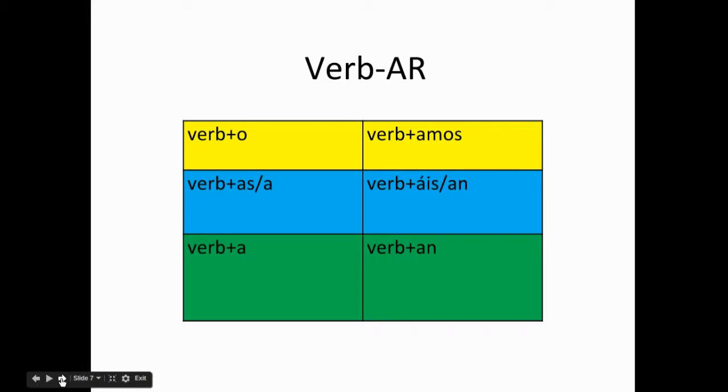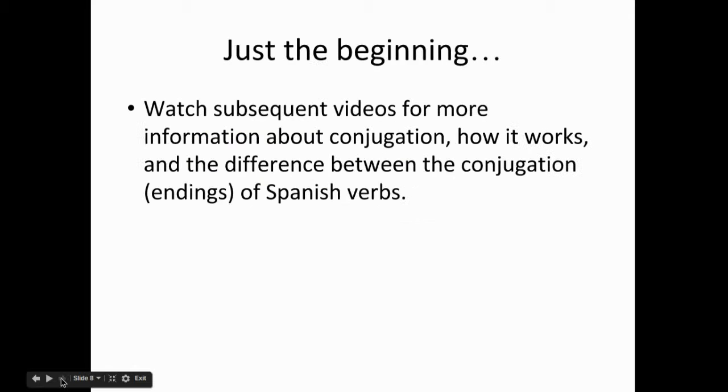If you're talking about a female, a male, or a thing, you take off the AR verb and you add an A to the ending. If you're talking about many people or many things, you take off the AR and add AN. But this is just the beginning.